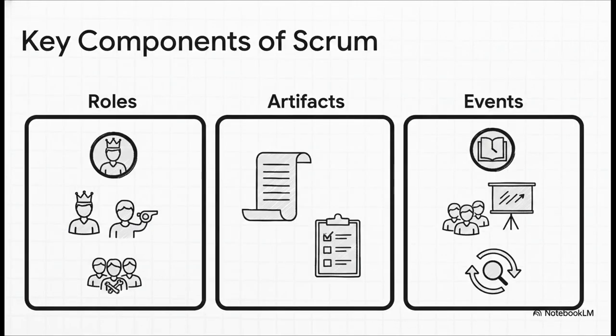And Scrum has a few key parts that make it all work. There are specific roles, like the product owner, who is basically the voice of the customer. There are key artifacts, like the product backlog, which is the master to-do list for the entire project. And there are defined events, like the daily Scrum, which is a quick 15-minute meeting to make sure everyone's on track. It's a whole system designed for focused, rapid progress.